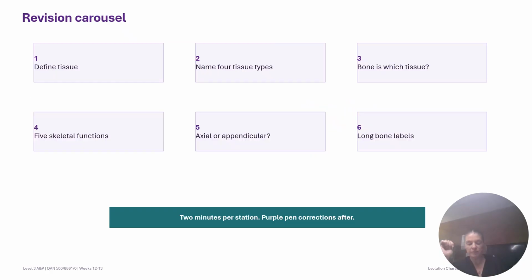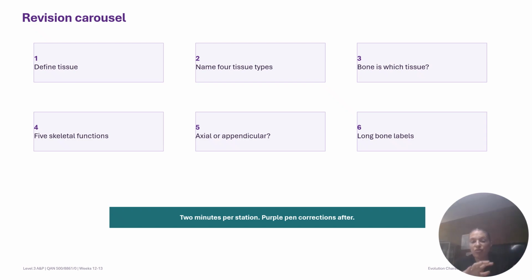So, your revision carousel. Oh, I've gone on today, haven't I? We're on it today. So, your revision carousel. Define tissue, name 4 tissue types. Bone is which tissue? 5 skeletal functions, axial or appendicular, and long bone labels. 2 minutes per station.